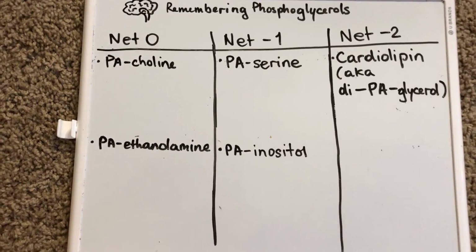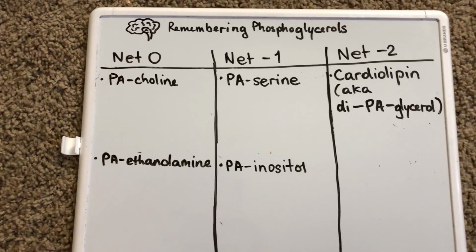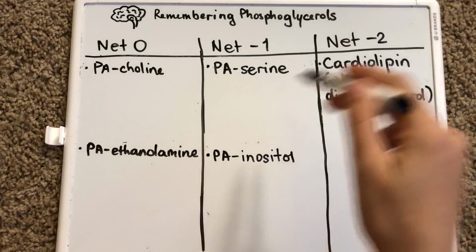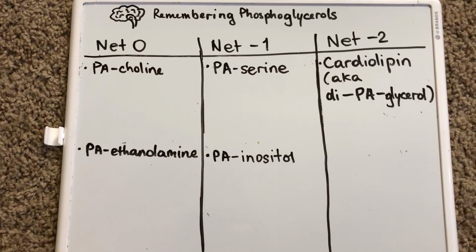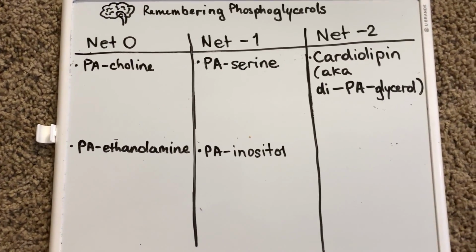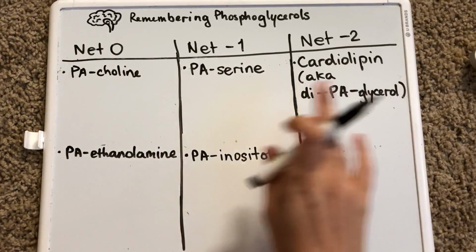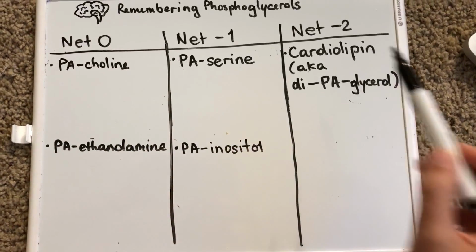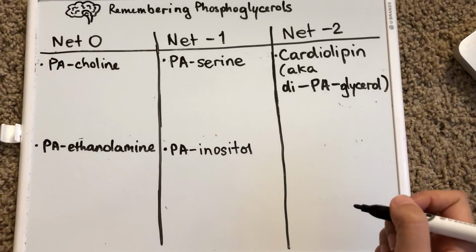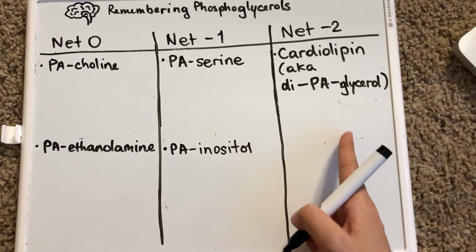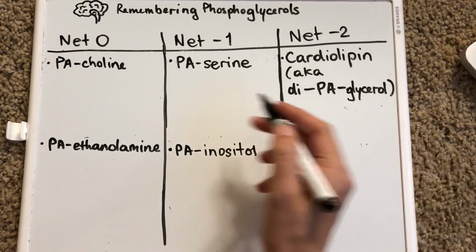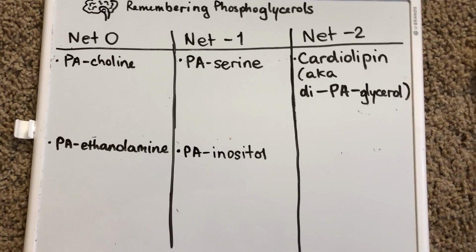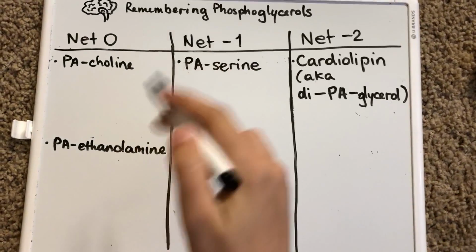So this video is about how to remember the charges on these 5 phosphoglycerols. So I've organized this chart into 3 sections: net 0 charge, net -1 charge, and net -2 charge. I'd actually like to start with cardiolipin. I abbreviated the prefix phosphatidyl as PA because the names ended up being very long.